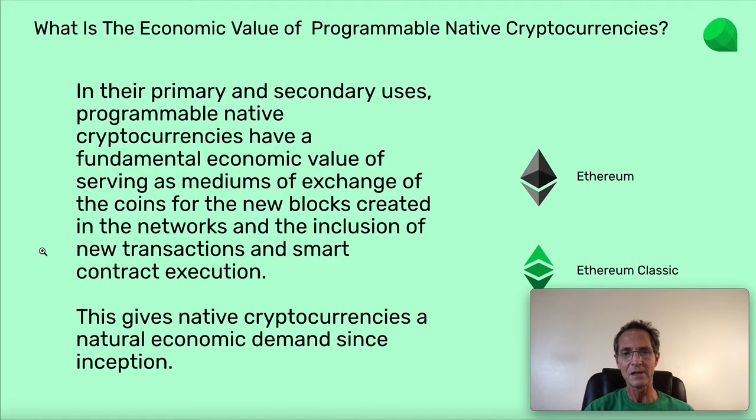What is the economic value of programmable native cryptocurrencies? In their primary and secondary uses, programmable native cryptocurrencies have a fundamental economic value of serving as mediums of exchange of the coins for the new blocks created in the networks and the inclusion of new transactions and smart contract execution. These are the operation codes. This gives native cryptocurrencies a natural economic demand since inception. They have a natural economic function and thus economic demand.